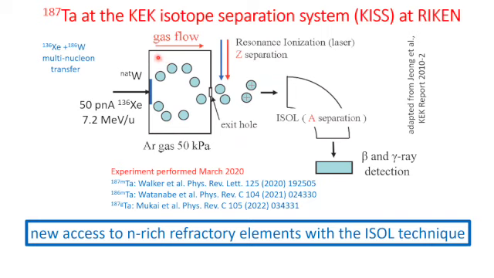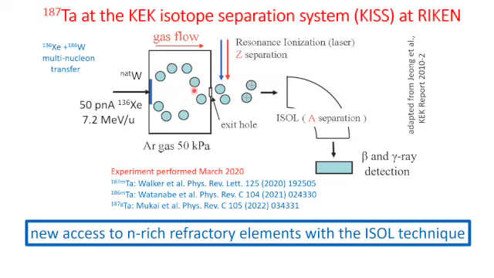And that uses a gas at high pressure to stop the recoiling ions from the xenon multinucleon transfer, and in this case with a tungsten target. Now, it's no mean feat to extract refractory elements, because if you let them stop in a foil, which is a typical situation in an isotope separator, then they stay in the foil.